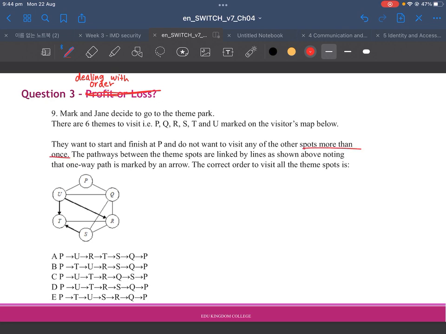The pathways between the theme spots are linked by lines as shown above, noting that a one-way path is marked by an arrow. Okay, one way if there's an arrow. The correct order to visit all the theme spots is, and we have a bunch of options down there. Now, this seems initially to be a question of trial and error. Try every option and see which one's the correct one.